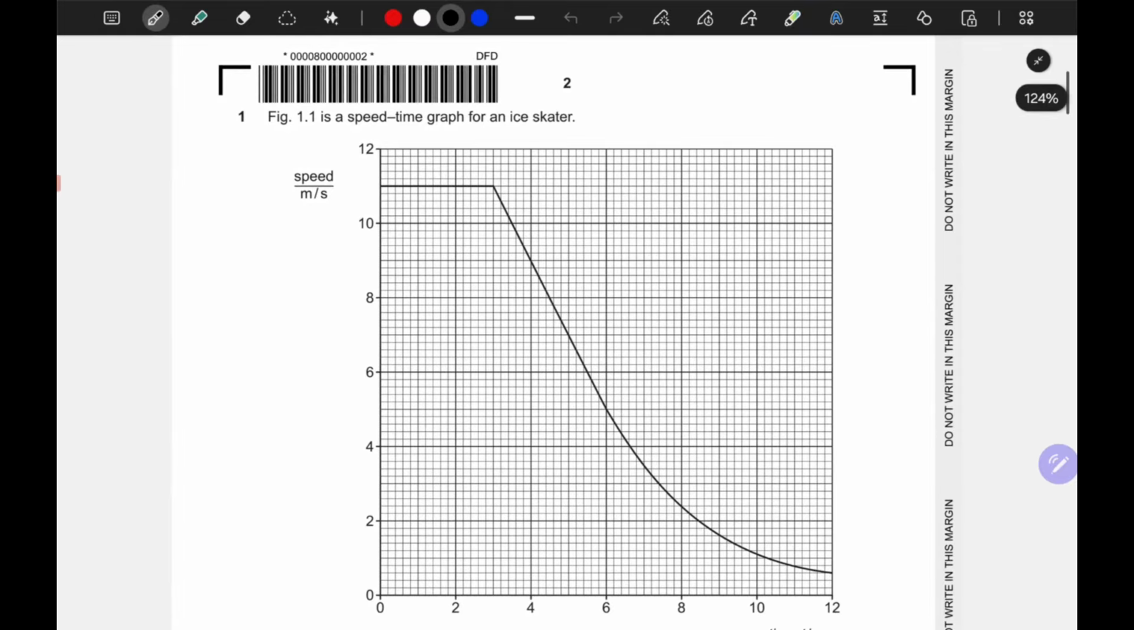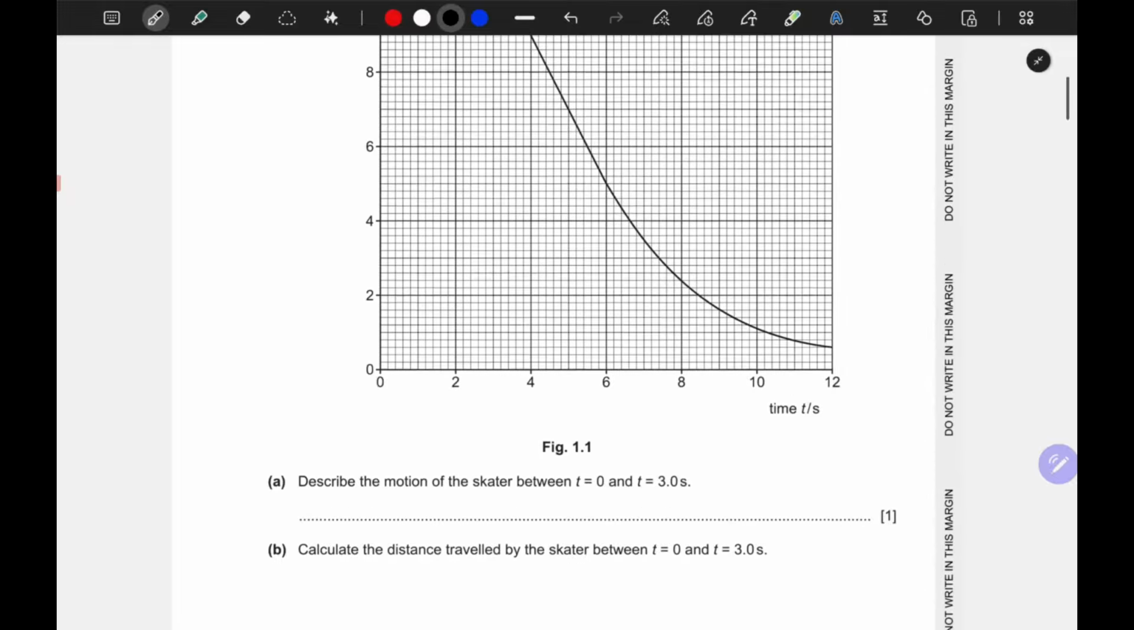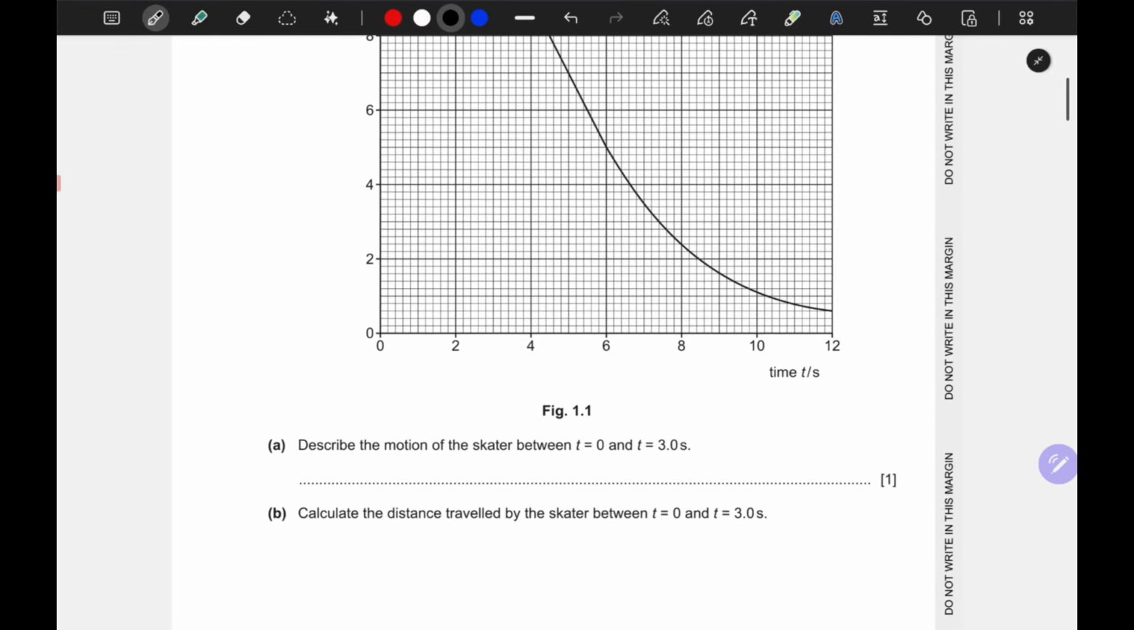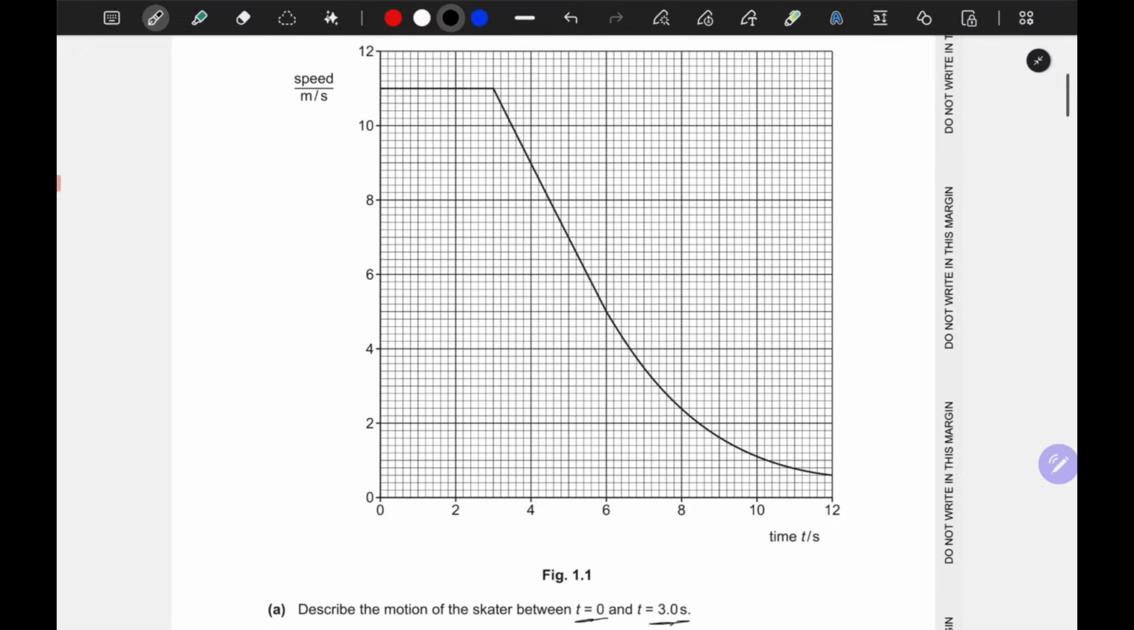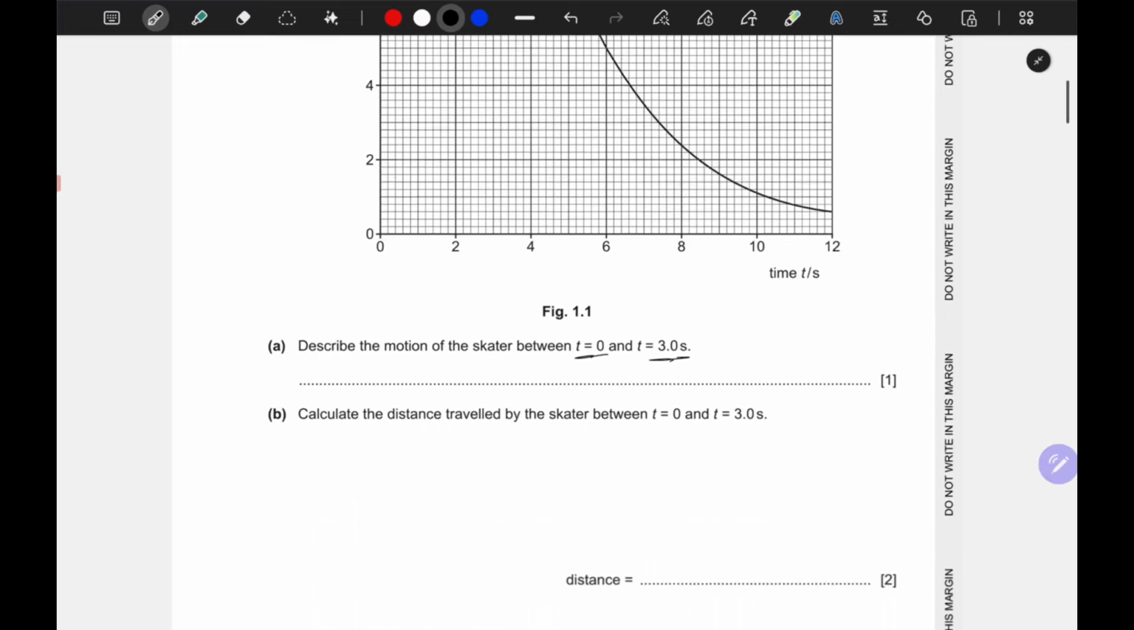Right, first question. Figure 1.1 is a speed time graph for an ice skater. Describe the motion of the skater between time 0 and time 3 seconds. Okay, so 3 seconds is about here. So basically, it's a straight line. On a speed time graph, a straight line means that it's in uniform motion.